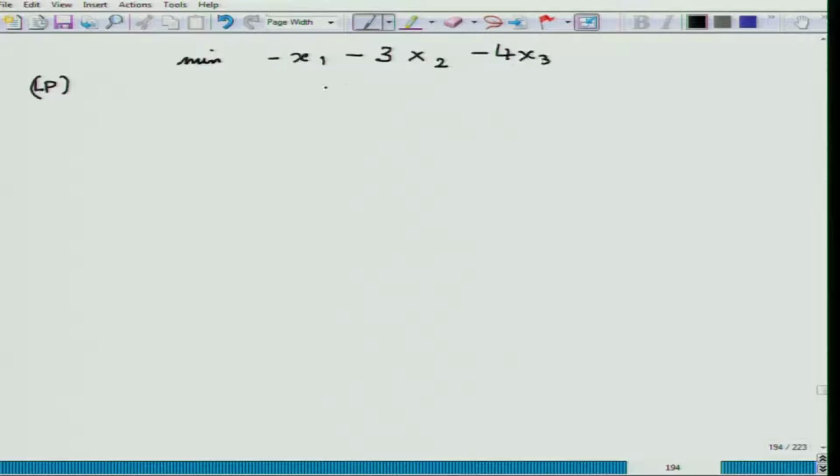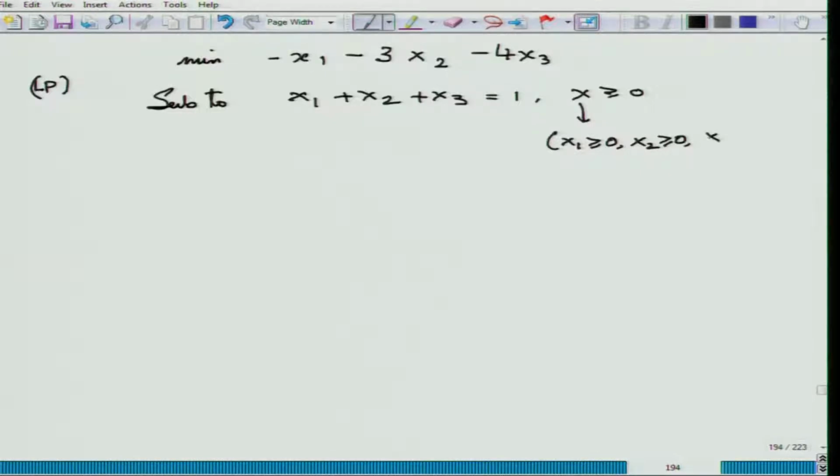so I have to minimize this function in 3 variables. Of course, x is bigger than 0, basically this means x1 bigger than 0, x2 bigger than 0, x3 bigger than 0. So, for this problem I would like to find the central path.